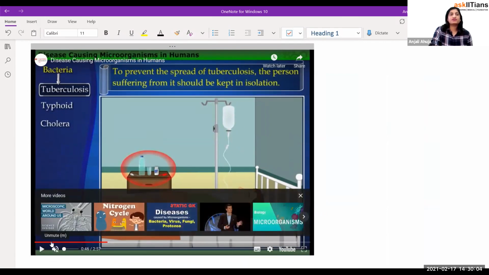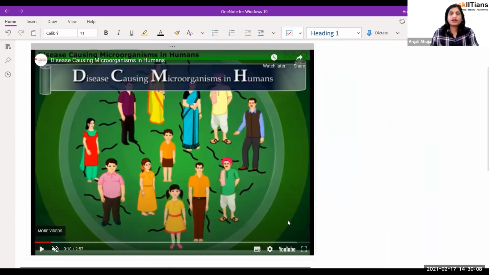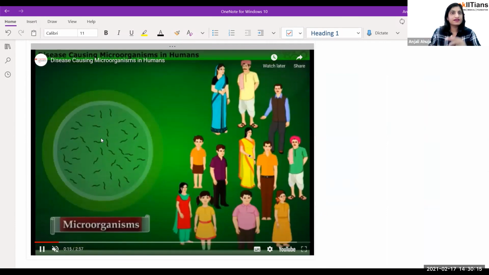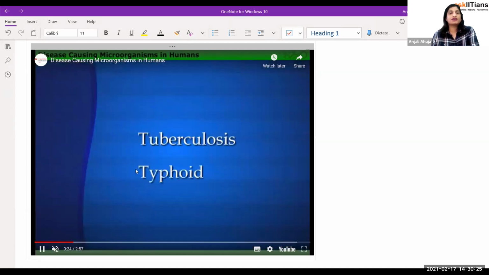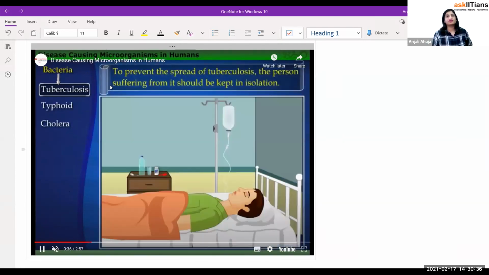So basically in this video, they are not saying anything. They are just explaining all the bacterial diseases. If you look at the picture now, they have mentioned that these are different kinds of microorganisms, and these are the diseases that they are causing. Tuberculosis, typhoid, cholera, they all are bacterial diseases. Just remember the name. Even if for now you don't want to remember the pathogen name, just remember it's caused by bacteria. And yeah, then they are explaining tuberculosis by air.